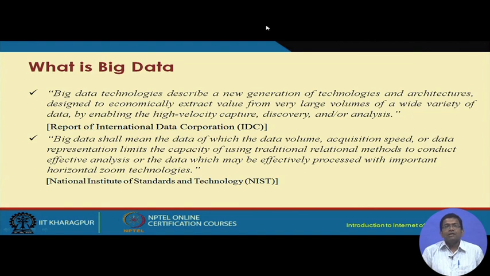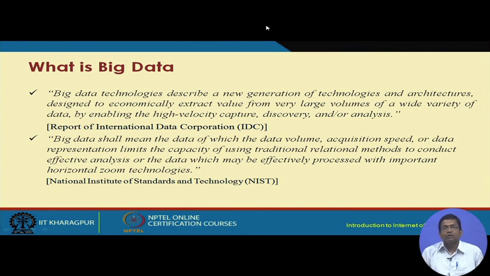So, big data shall mean data whose volume, acquisition speed or data representation limits the capacity of using traditional relational methods to conduct effective analysis, or data which may be effectively processed only with important horizontal zoom technologies. So, what it means, all these fancy words have been used in these definitions.